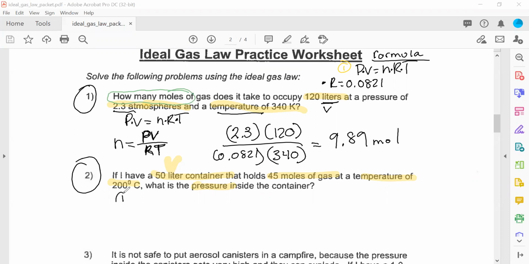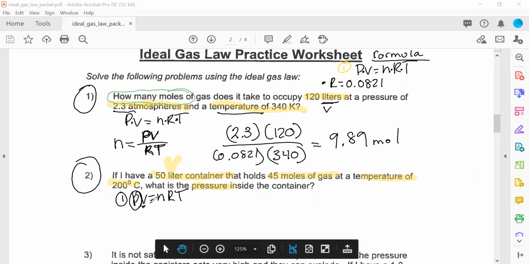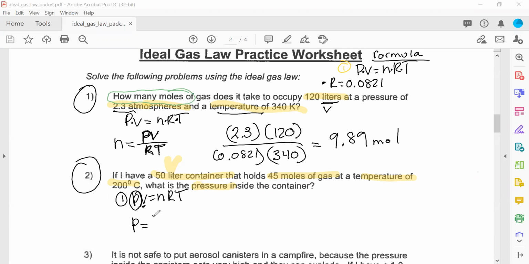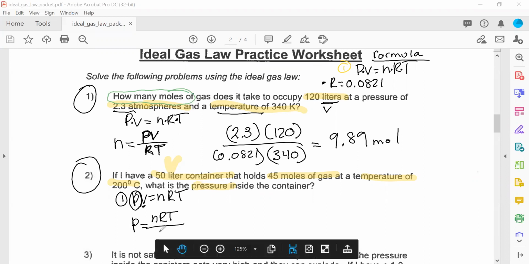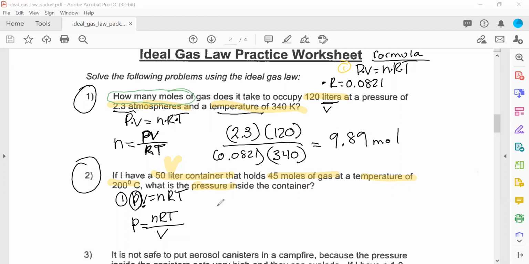So first thing is write my formula, and then figure out what we're solving for. So we're solving for pressure. That means I have to isolate P on one side of the formula, and all I have to do is move the V. I don't have to move anything else. And again, if you don't know how to do this, we have to figure something out so you can learn how to move variables.